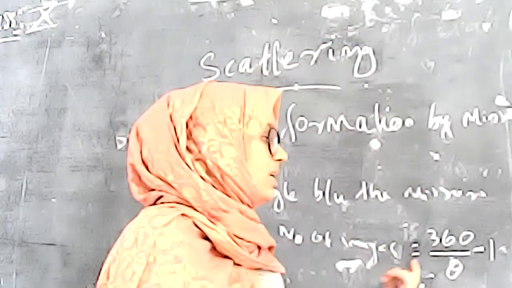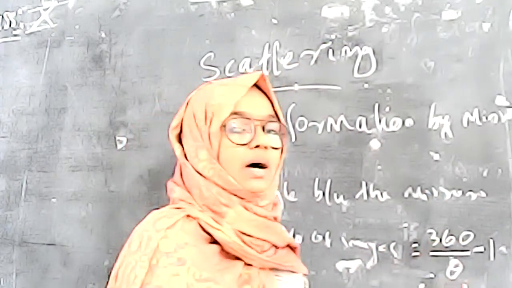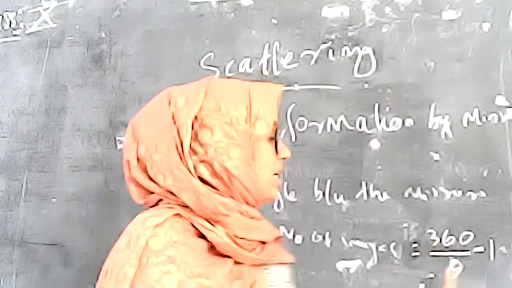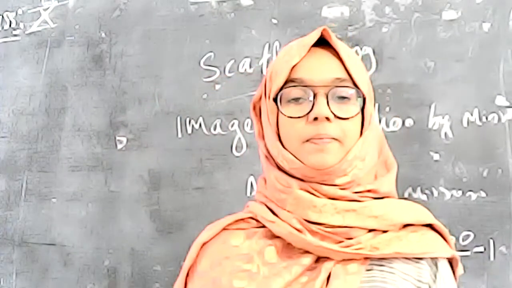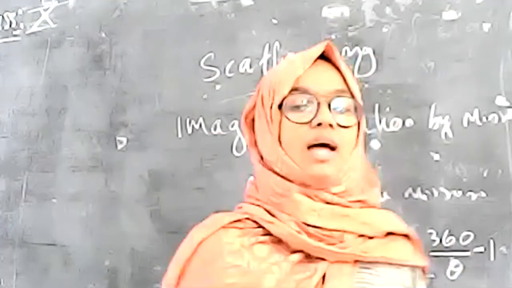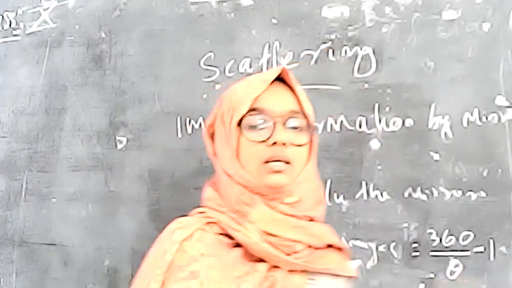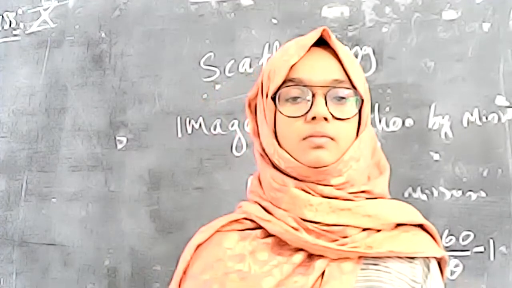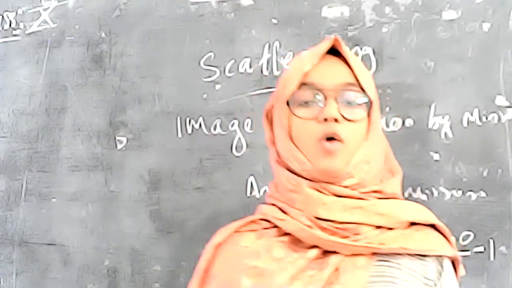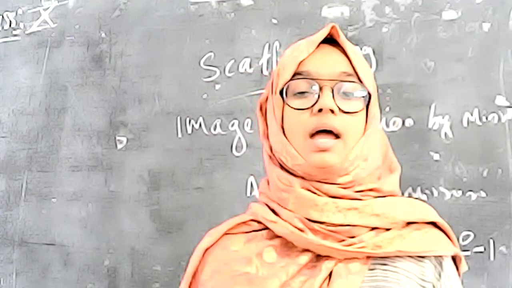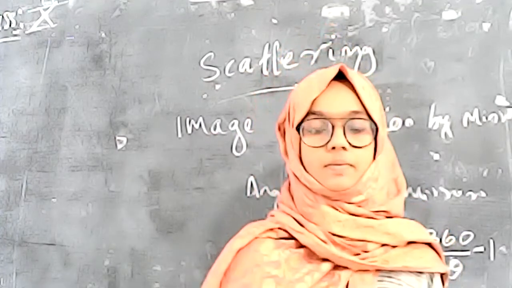So that equation is 360 divided by theta minus 1. Here the theta we are considering is the angle between the mirrors, and based on the angle, theta changes. So this is the image formation based on the angle between mirrors.